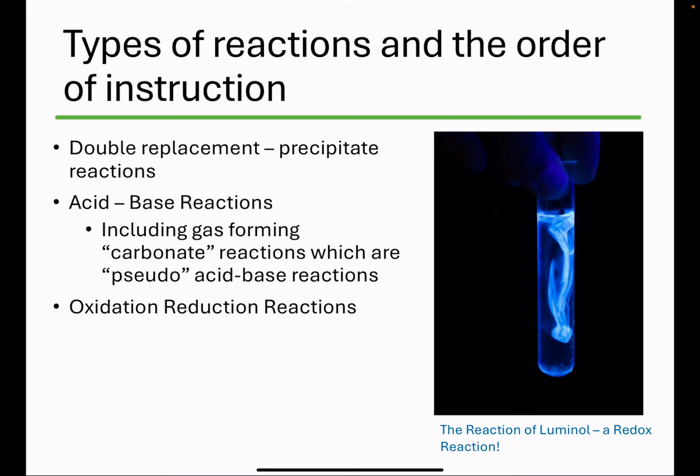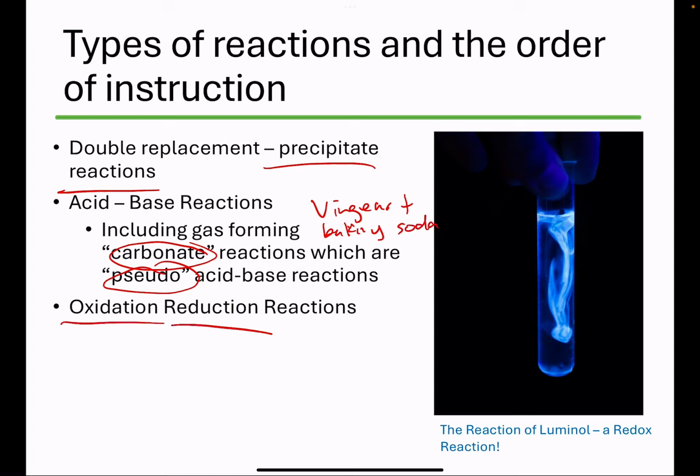So double replacement is going to be our precipitate reaction. Not all the time, but for all the reactions that we look at, that's the one that we're going to do. It is one of the easiest ways to spot if a reaction has happened. Acid and base reactions, so we're going to look at acids and bases. Also they're going to look at carbonate. So the one that we did with our vinegar plus baking soda is going to be what they call a pseudo acid and base reaction. We're going to look into why.